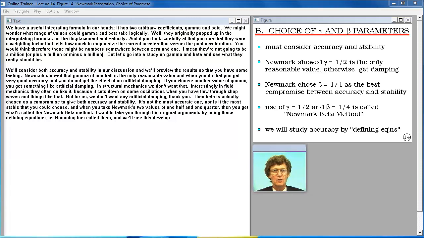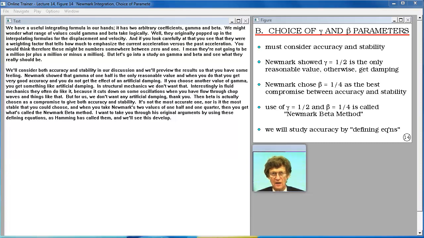We have a useful integrating formula in our hands that has two arbitrary coefficients, gamma and beta. We might wonder what range of values could gamma and beta take logically. Well, they originally popped up in the interpolating formulas for displacement and velocity. And if you look carefully at that, you see they were a weighting factor that tells how much to emphasize the current acceleration versus the past acceleration. You would think, therefore, these might be numbers somewhere between 0 and 1. I mean, they're not going to be a million or plus a million or minus a million.